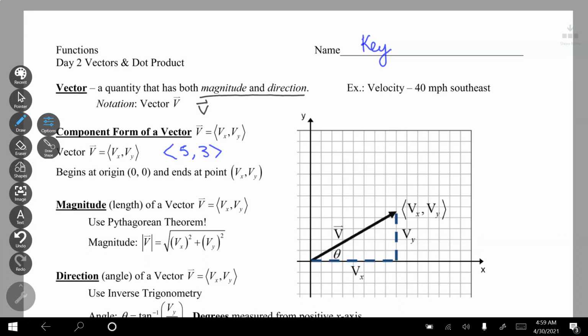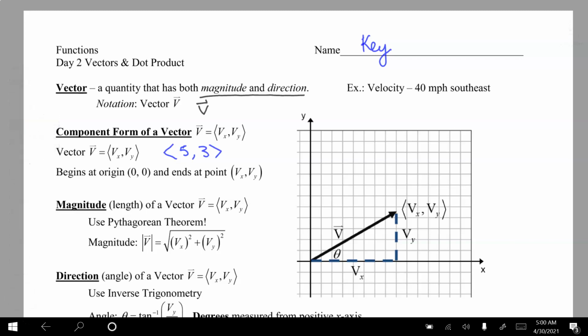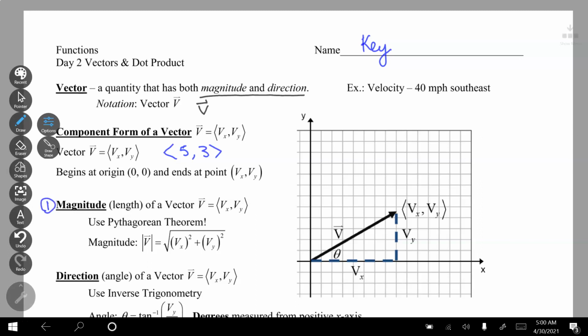And that means the vector starts at 0, 0 and ends at whatever point is given for the components for x and y. Two important details for vectors. We have component form, which is the x and y component, and then we need to know its magnitude and direction. Magnitude is its length or distance. So I use the Pythagorean theorem, which is right here.